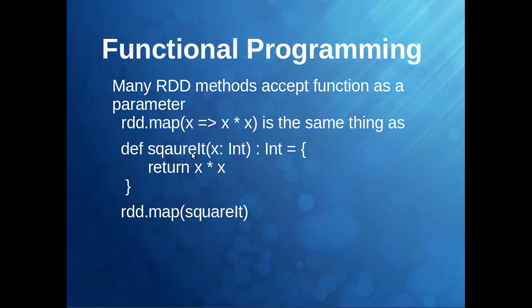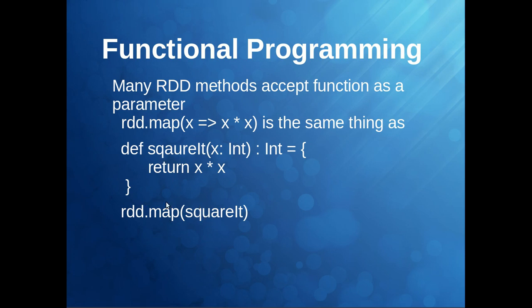Def squareIt, where my input to this squareIt method is an item of integer type, and the output is also an integer. What we are going to perform is the expression return x * x, meaning we are passing x and returning the square of that particular x. The same thing you can do like this also: rdd.map, and you can pass the method itself.